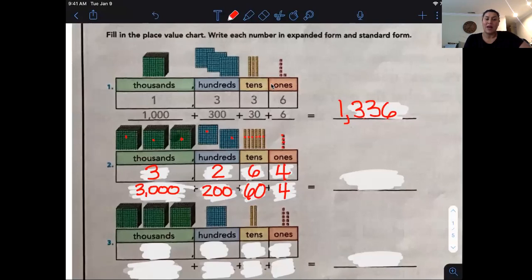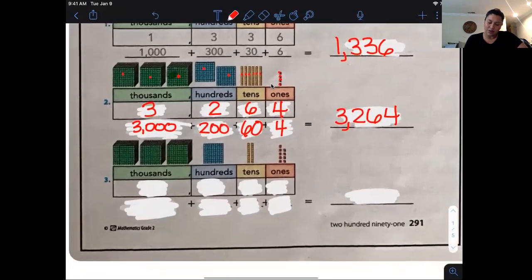All right, now how would we put all these numbers together to make one big number and write it in standard form? How many thousands? 3, remember, comma equals 1,000, 264. Are you with me, friends? Very good. I hope your paper looks like mine. Let's scooch on down to number 3.